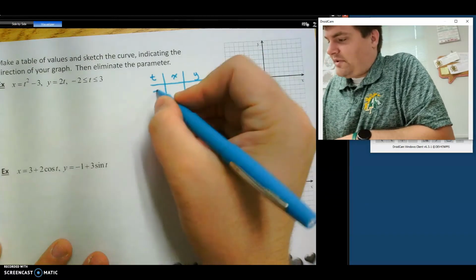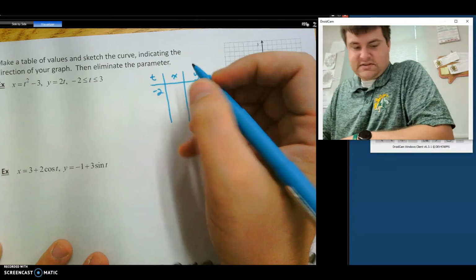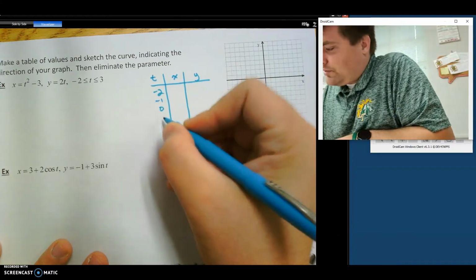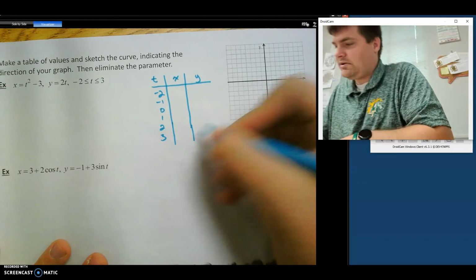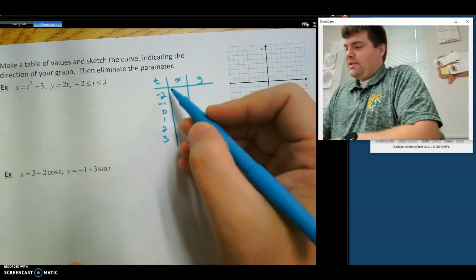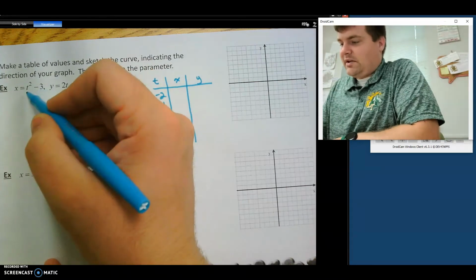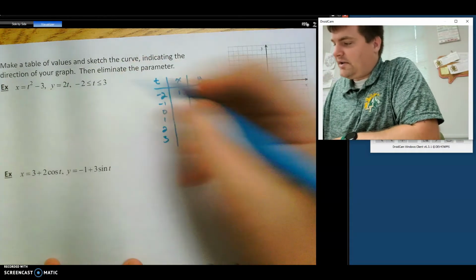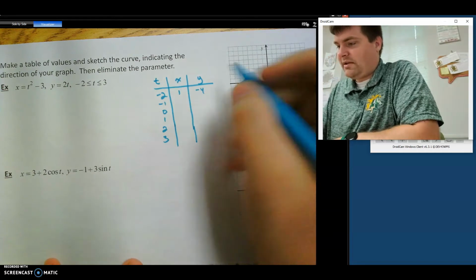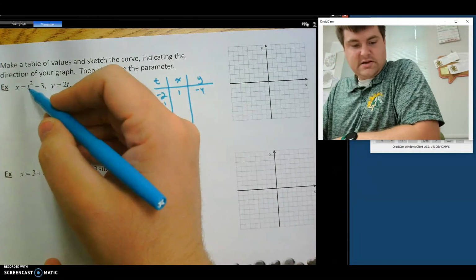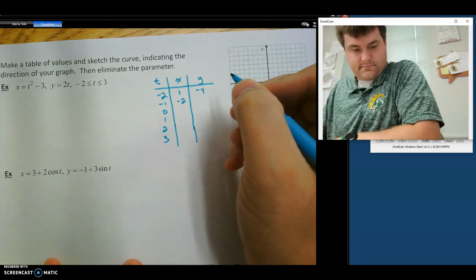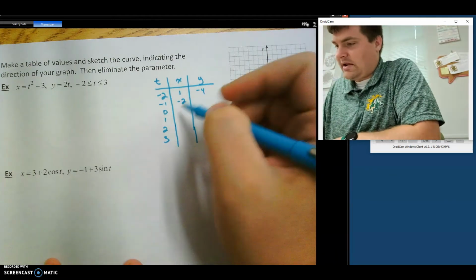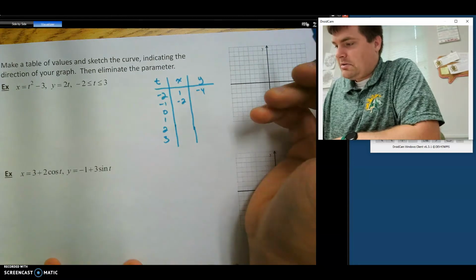So I'm going to go from -2. Am I going to really do all these numbers? I guess so. -2, -1, 0, 1, 2, 3. We can kind of figure out what is going on here. If I plug in a -2, into x I'm going to get 1, into y I'm going to get -4. If I plug in a -1, I'm going to get -2.